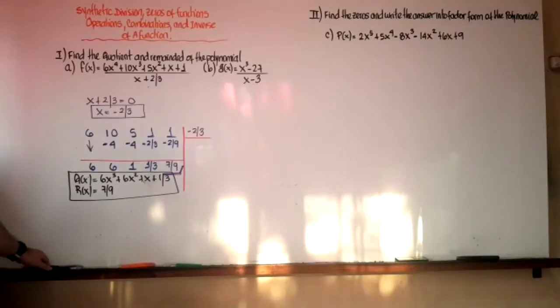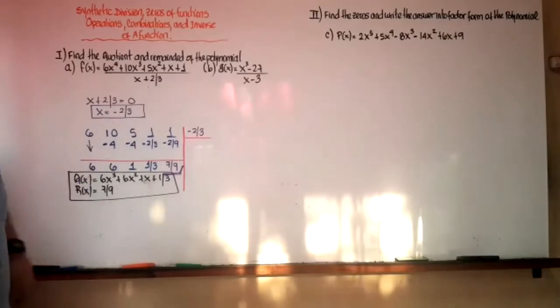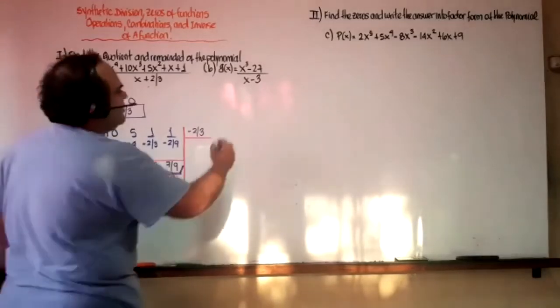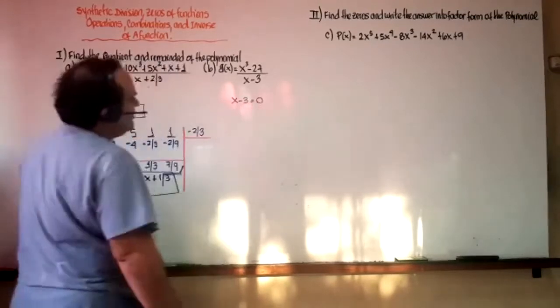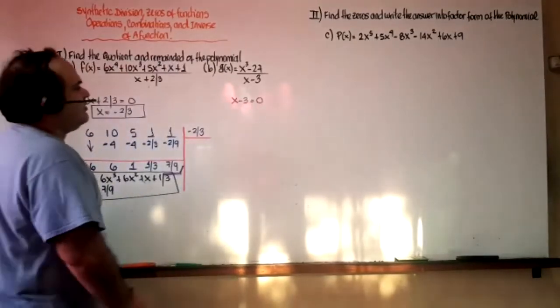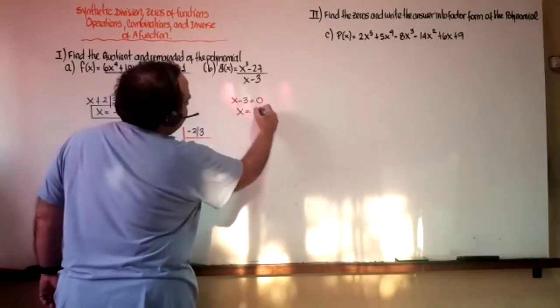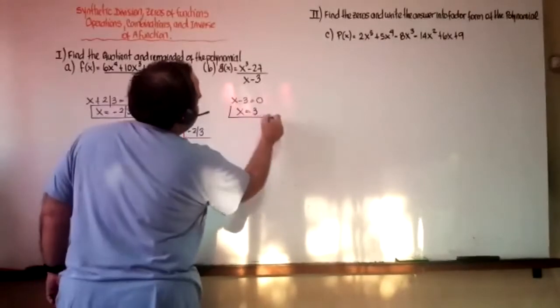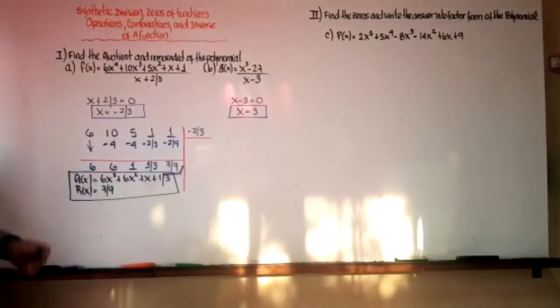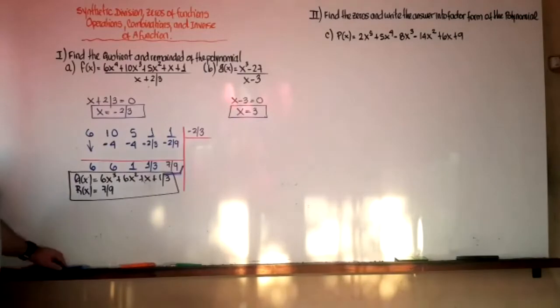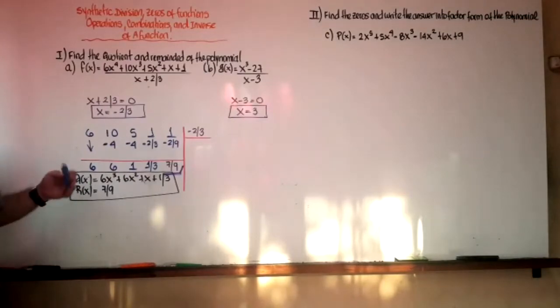The same happens with letter B. We got (x^3 - 27)/(x - 3). What will be the first step? Again, we take the denominator and set it equal to 0 to determine the value of the vertical asymptote. As you can see, this vertical asymptote is given by x = 3.